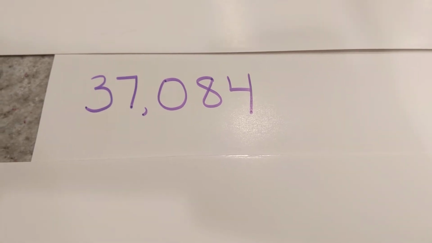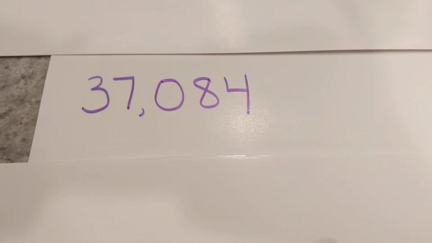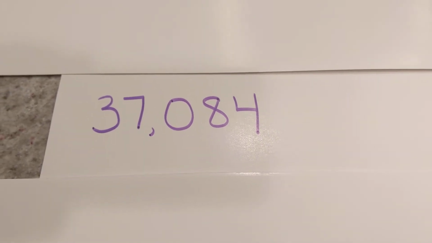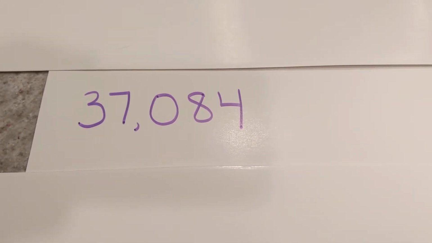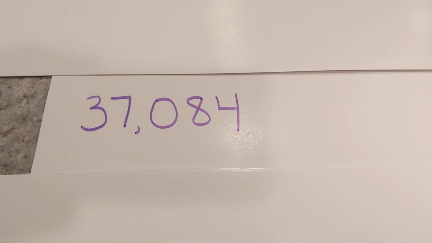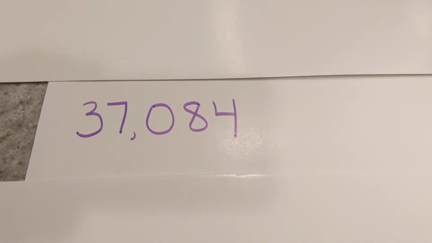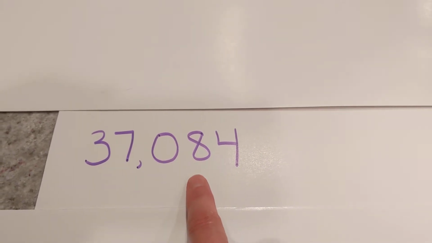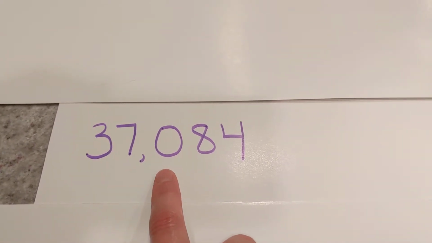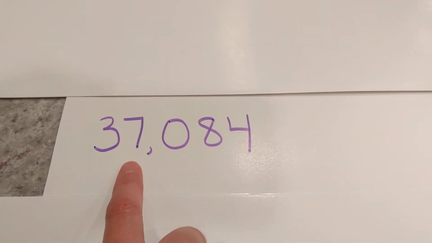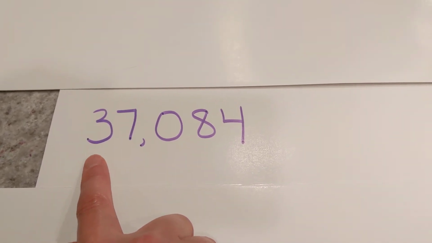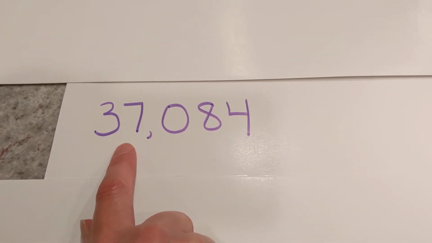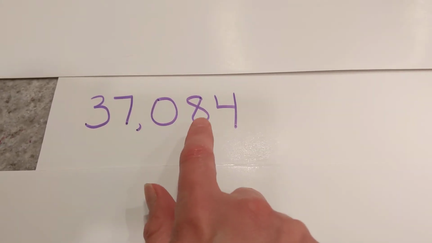So here I have a number. I'd like you to say this number out loud. If you said that number is 37,084, then you're correct. We have 4 ones, 8 tens, 0 hundreds, 7 thousands, and 3 10,000s. So this number would be 37,084.